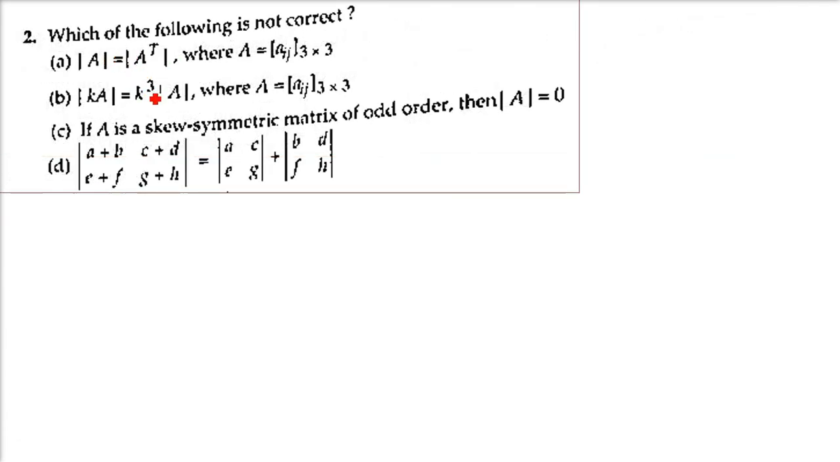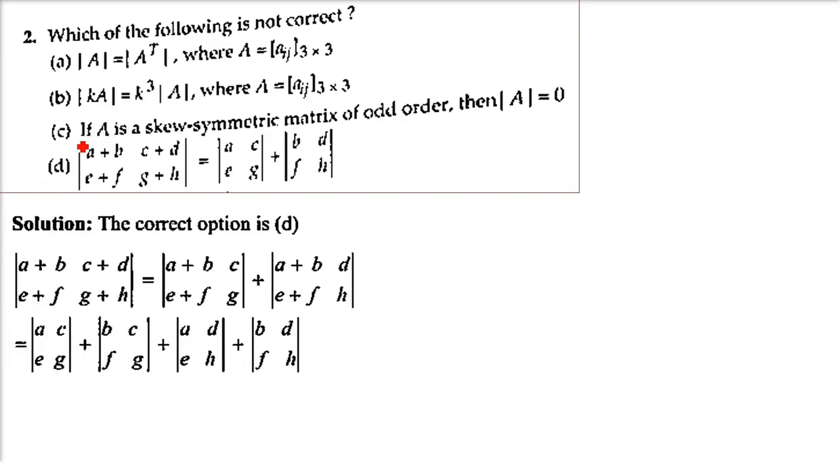Which of the following is not correct? So let me tell you, the answer is D, because it is not correct. The others are correct. So first let me make you understand the D one. When we open it, A plus B can't just be written as an addition divided into 2 matrices. It's not like that. You have to open it 4 times. So A plus B, E plus F, C plus D, G plus H.